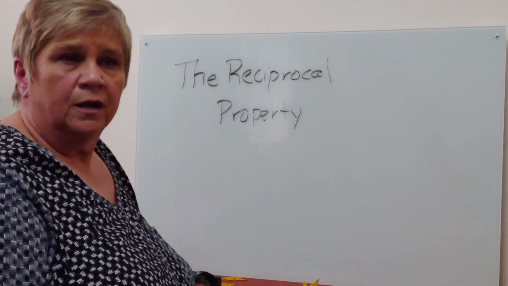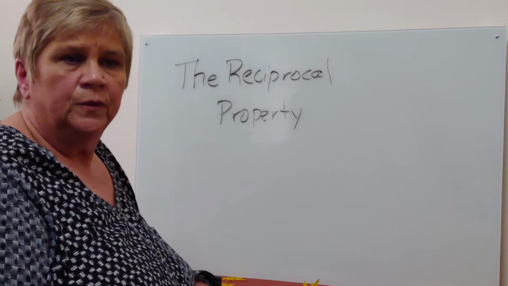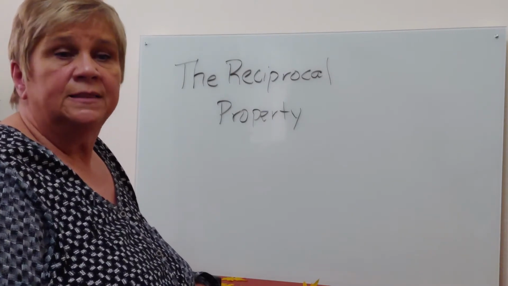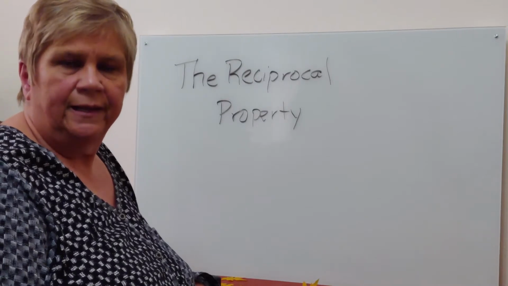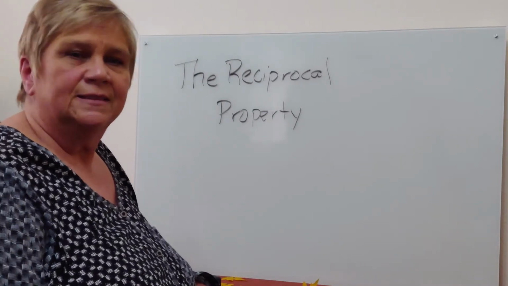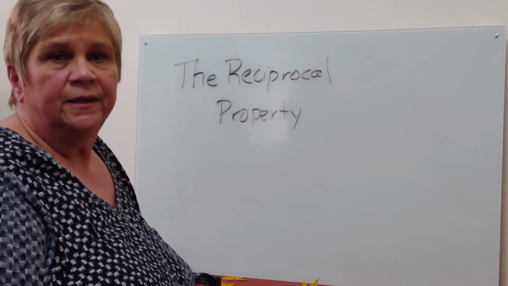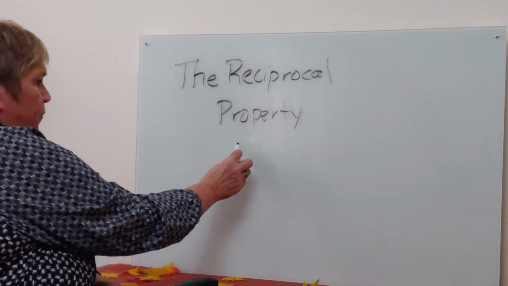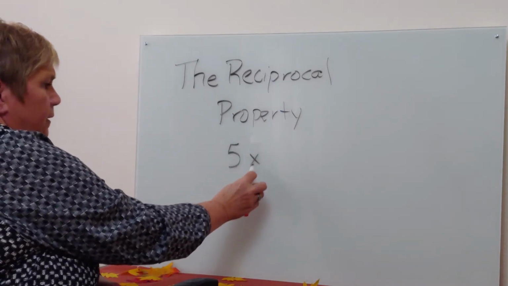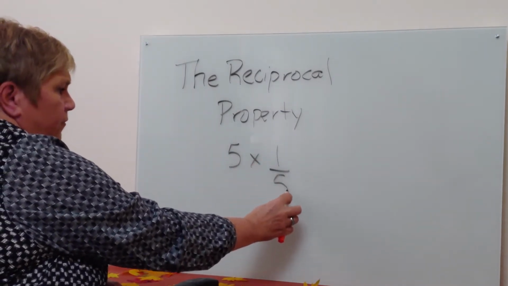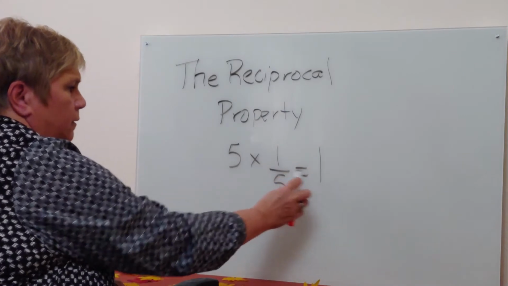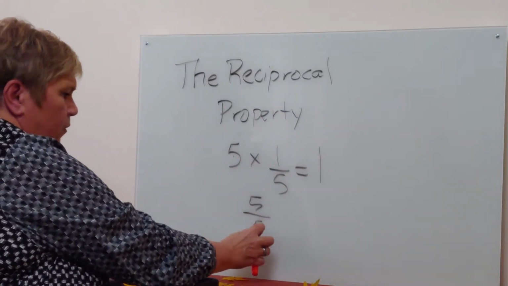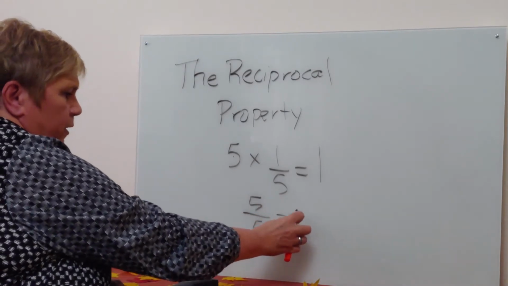The next property we'll talk about is the reciprocal property. What is a reciprocal anyway? A reciprocal of any number is the number that you would multiply it by to get 1. Kind of like its opposite. It sounds complicated, but it's actually pretty simple. Let's take the number 5 for example. 5 times 1 over 5 equals 1. 5 times 1 is 5 over 5 equals 1.